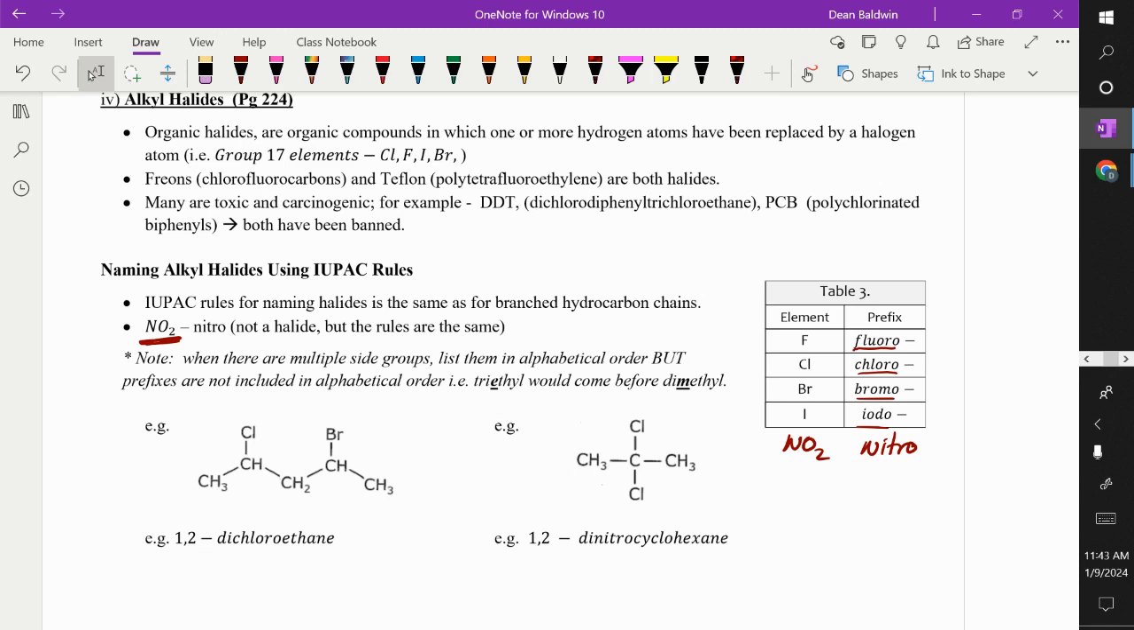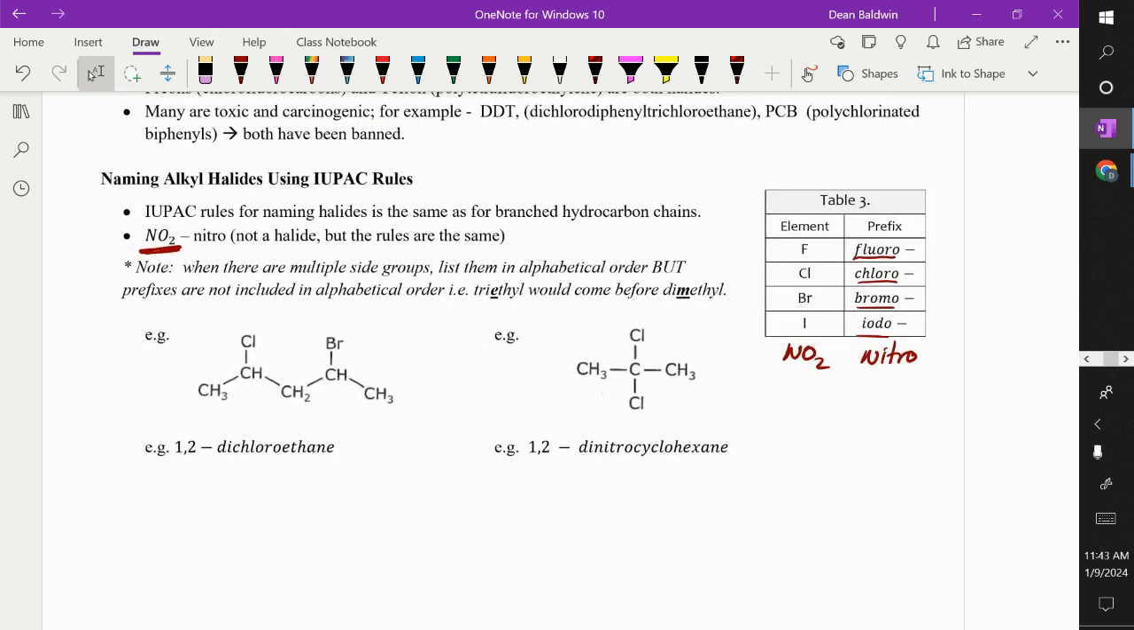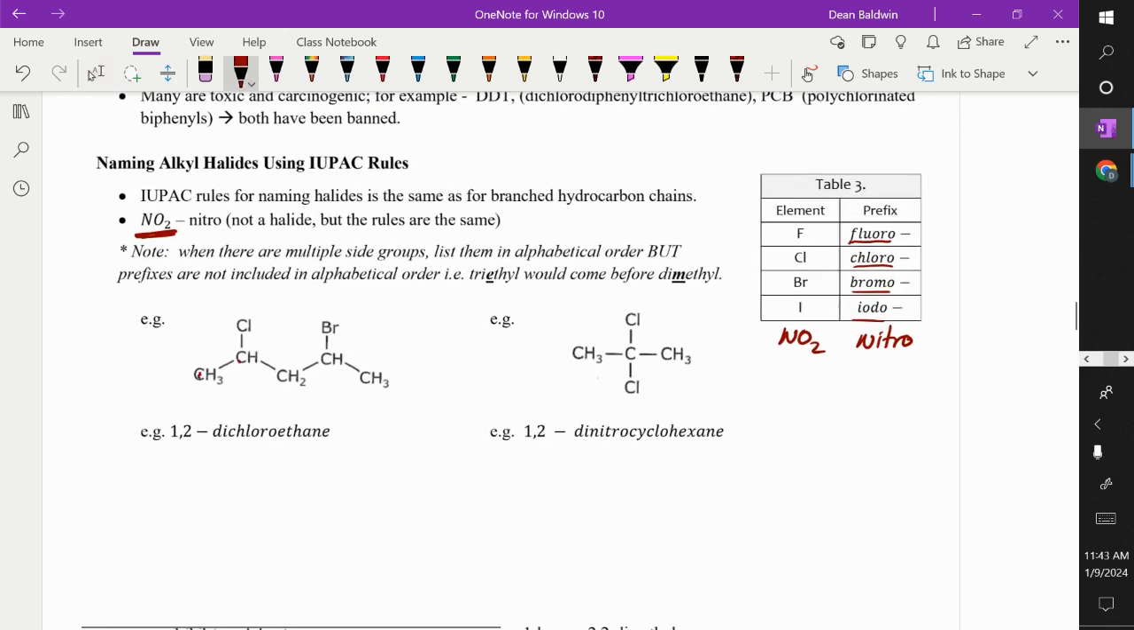Let's just look at the naming. So here we go. First thing you do when you're naming, find the longest chain. What's the longest chain in the first one here? 1, 2, 3, 4, 5. There's only one long chain. So what's 5? Pentane. We have a chlorine and we have a bromine. Which end are we going to start naming from? It goes alphabetical, so bromine has to come first, right? So we start numbering from this side.